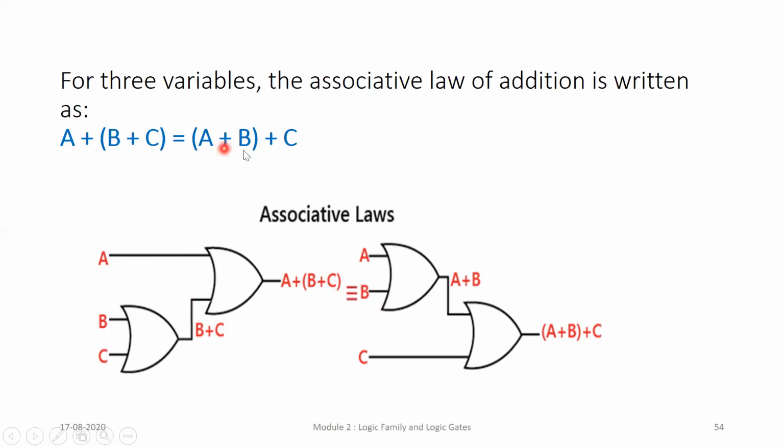Similarly, A and B are together over here. So in the first OR gate, I give A and B as input. So I get output as A plus B. So that becomes the input for the next OR gate, and the third input is C. So I am ORing now C and the sum of A and B.